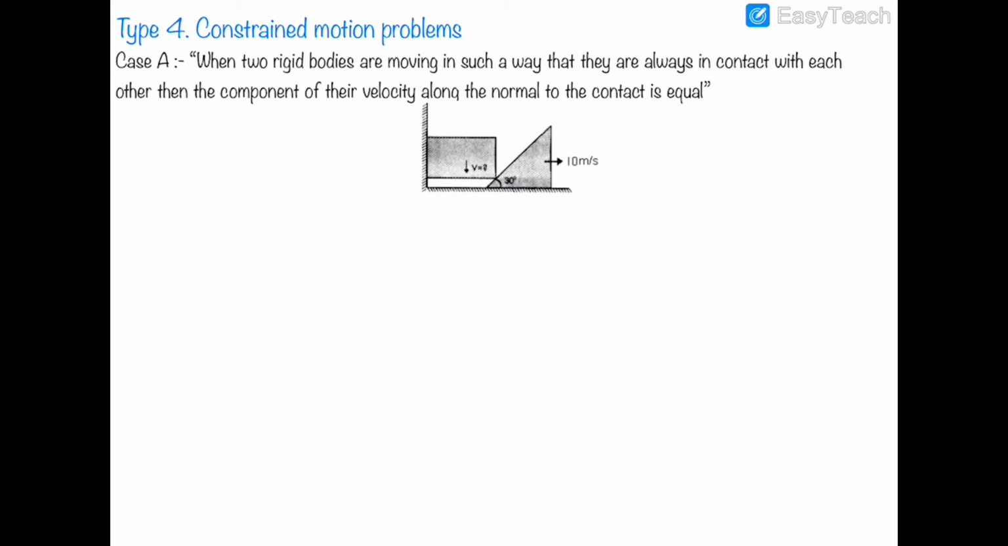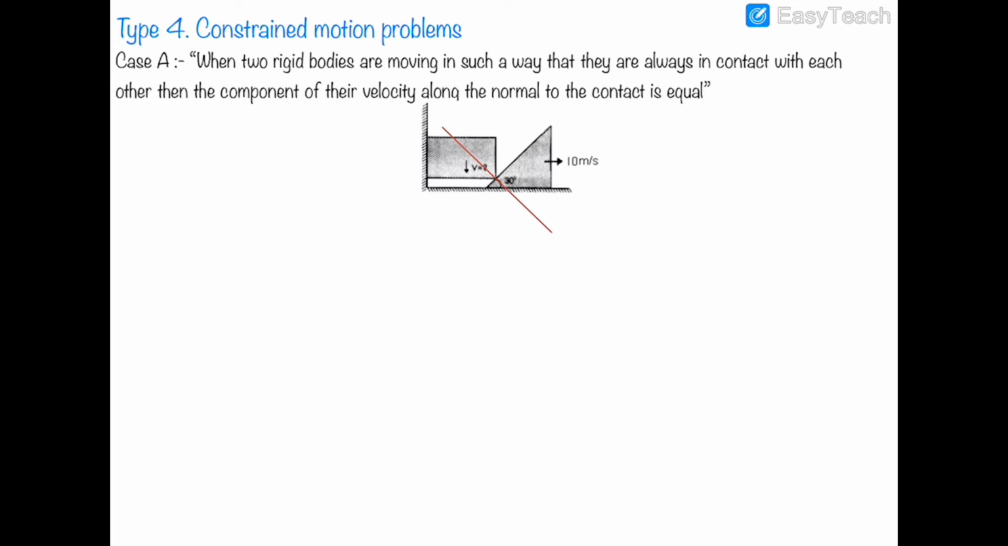So this is step 1 in which we have determined the velocities of the two blocks which are in contact with each other. Step 2 is that we have to draw a normal on the contact, which is the contact of the two blocks. So here is the contact of the two blocks, and we have to draw a normal on the contact. So I am drawing a normal to the contact. Normal means perpendicular.